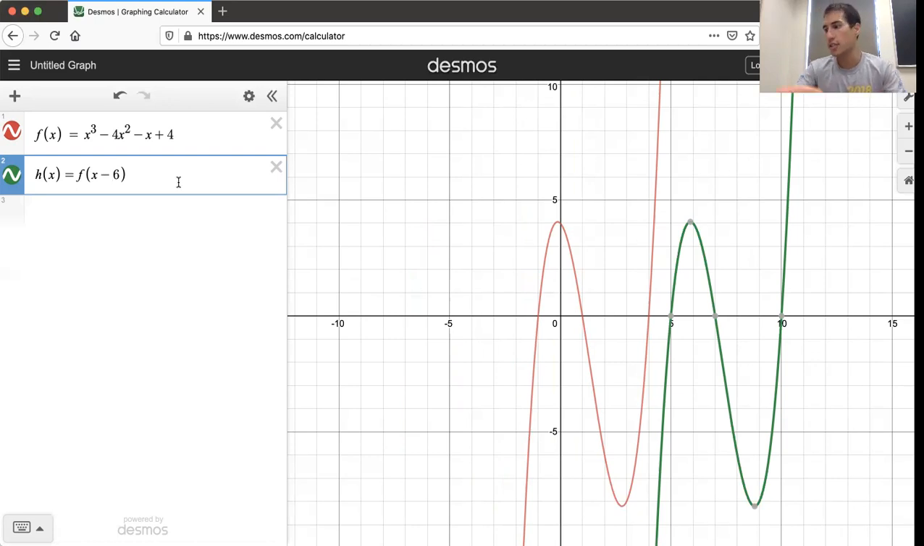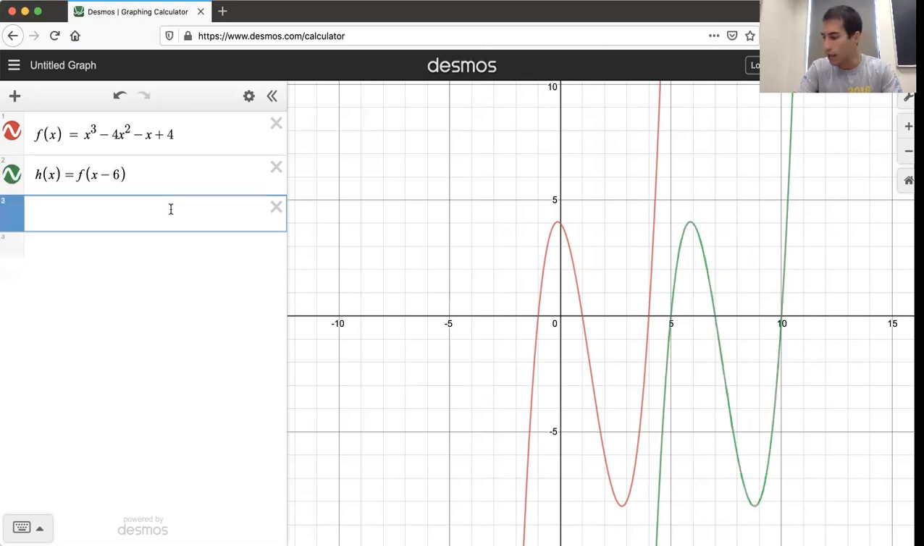If I add outside the function, it's going to shift it vertically because it's adding to the y output. And if I add inside the definition of the function, this is going to shift it horizontally because it's changing what the input to the function is, and it's just shifting that input.